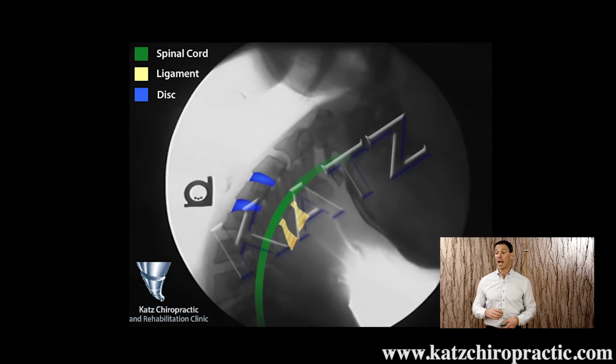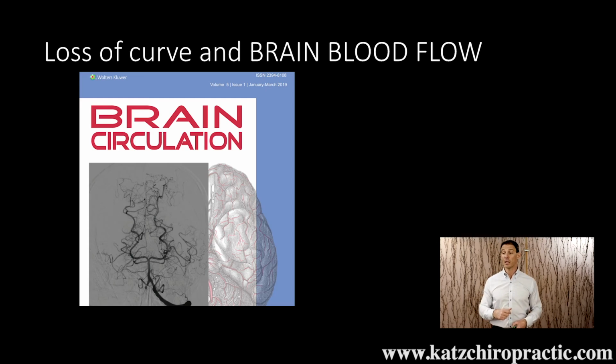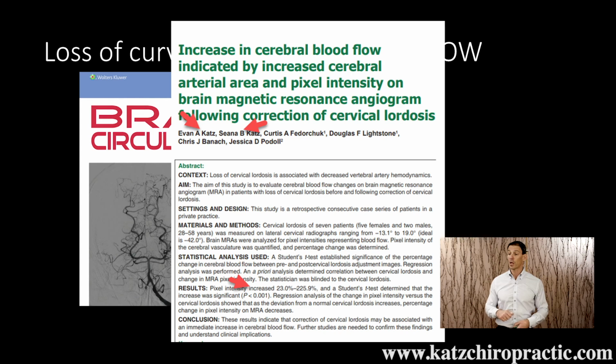Loss of curve and decreased blood flow to the brain. This is a paper that we also published as well in the Journal of Brain Circulation with some other authors. What we found was that an abnormal cervical curve, if we identify it on your DMX and imaging and we measure it, can also be linked to abnormal blood flow to your brain.